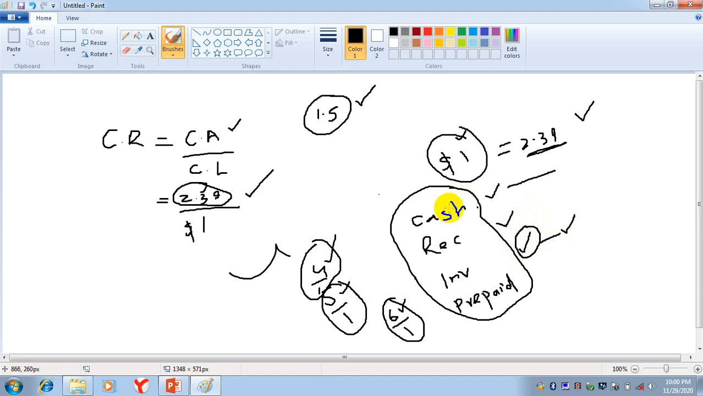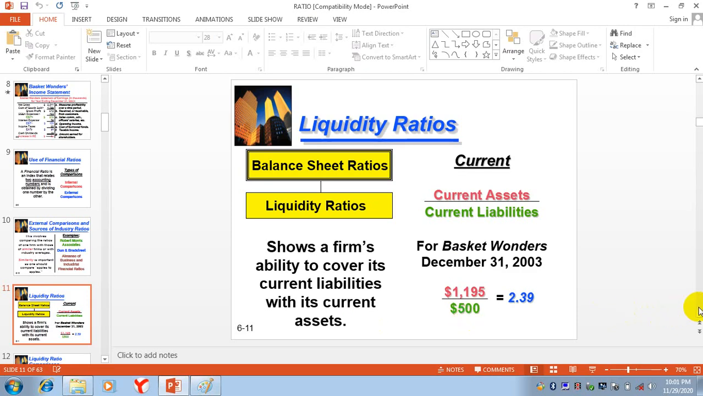So too high cash, too high receivables, too high inventory will increase your current ratio to 4 to 1, 5 to 1, 6 to 1, which shows your weakness in cash management, receivable management, or inventory management. You already studied these things in financial management and business finance. So if it is too high, it is also showing your weakness. So this is current ratio.